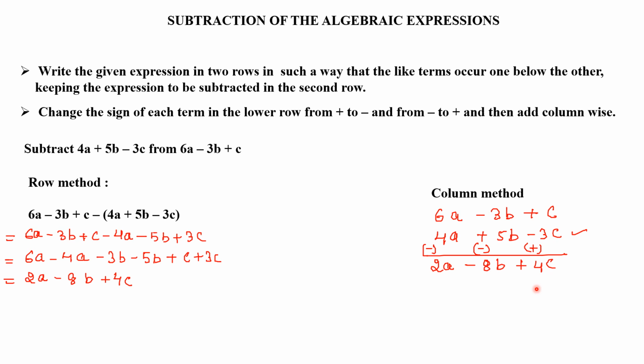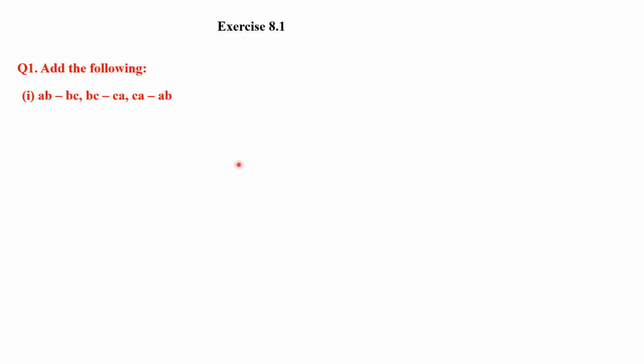Now I am going to solve the exercise questions. So Exercise 8.1 I am going to start now. Exercise 8.1, question number 1, add the following. You have to add AB minus BC, plus BC minus CA, plus CA minus AB. So let's add it together. I am using the row method here. AB minus BC, plus BC minus CA, and then plus CA minus AB.